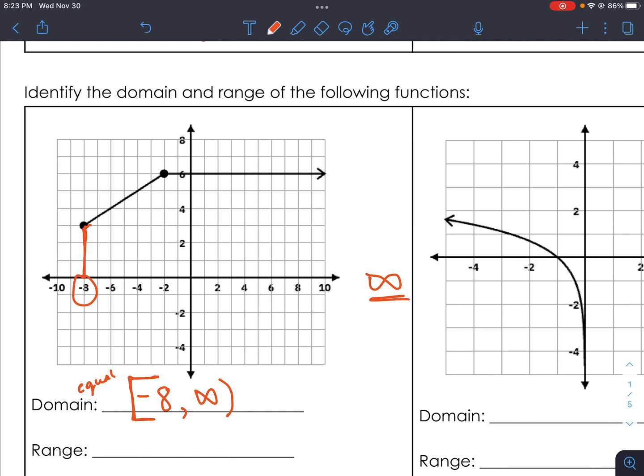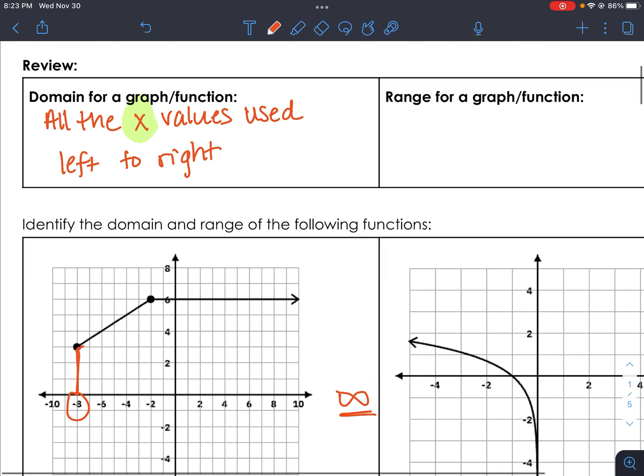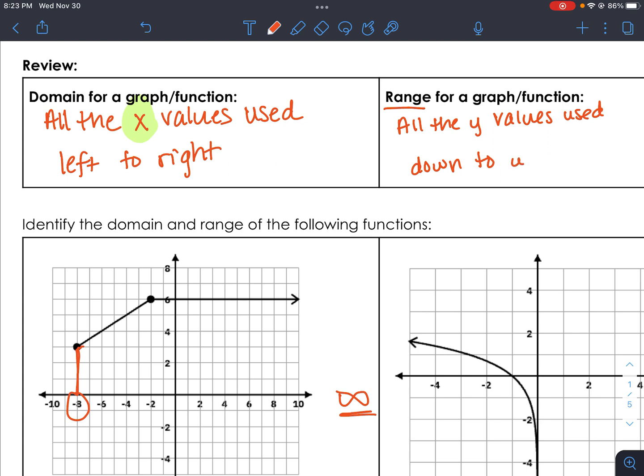Now, the domain is all the x values used going from left to right, and the range is all the y values. It goes from down, so the smallest one, to up. So the smallest y value, or the minimum, up to the maximum. The smallest the graph goes down to the largest the graph goes up.